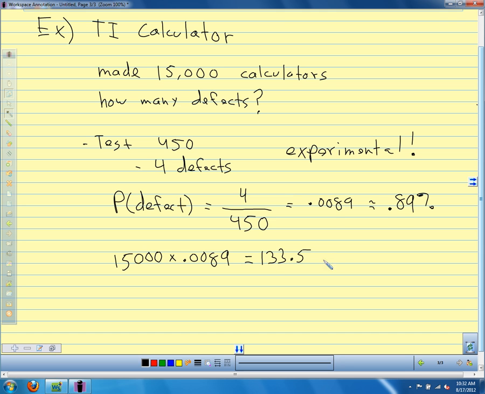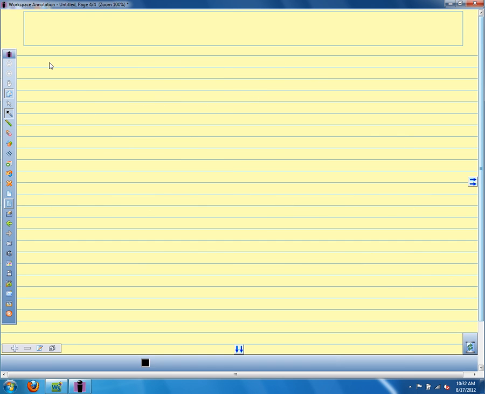No. So we're going to round this up to 134 calculators. So we're going to estimate that out of 15,000 calculators, 134 are defective. I don't know if that's good or bad for a number of defects in calculators, but that would be what we would estimate. Now the hard part would be to figure out which ones are defective. Questions on our calculation? Everybody good? Looks accurate? Okay.